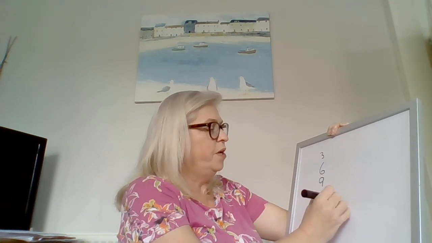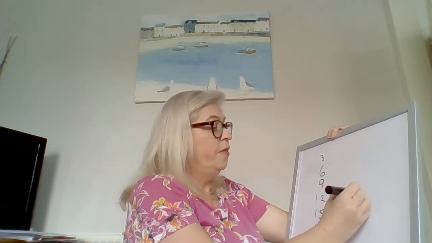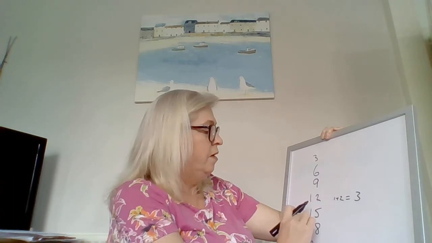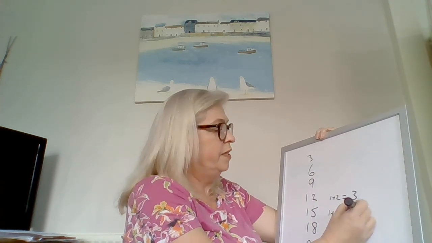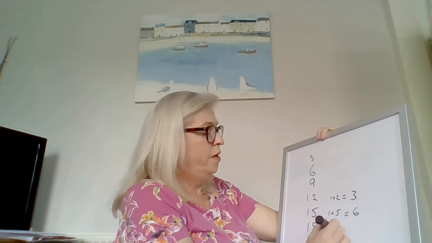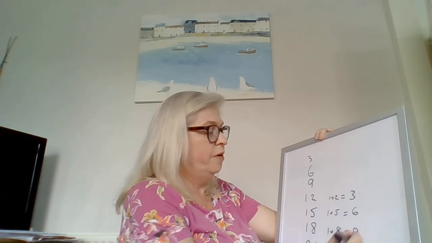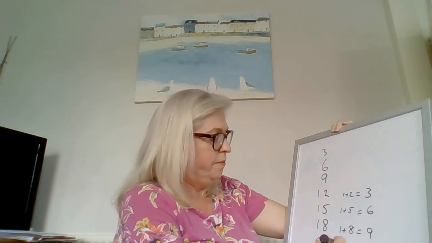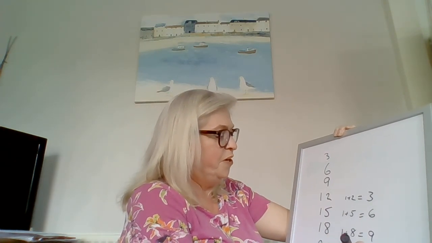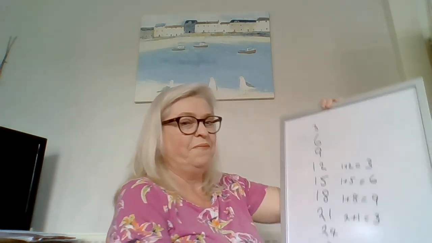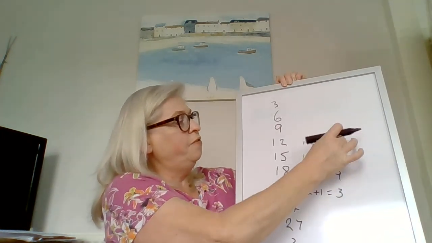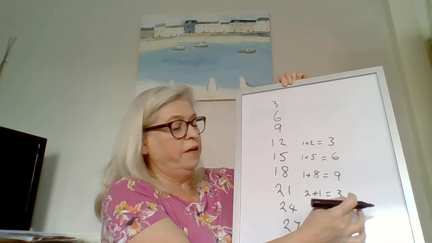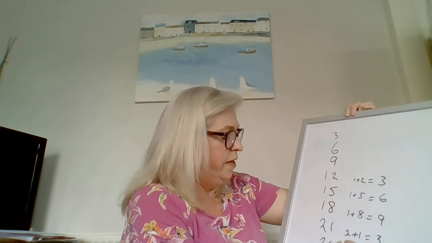So we've got 3, 6, 9. Doesn't look like there's much of a pattern there, but let's see. What do we do? If we do 1 add 2, that comes to 3. 1 add 5, if we're looking at 15, comes to 6. 1 add 8 comes to 9. 2 add 1, guess what? 3. Can you see a pattern emerging? 3, 6, 9, 3, 6, 9, 3. I think we can see what the next one's going to be.